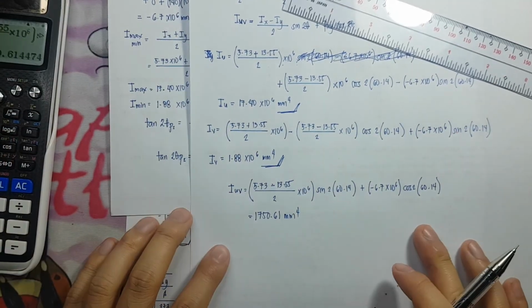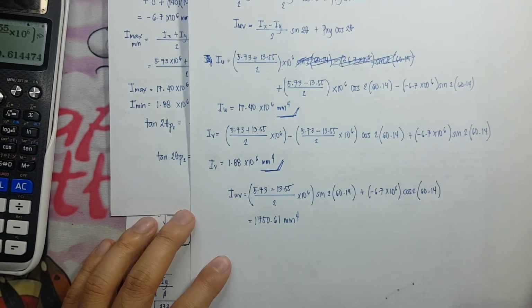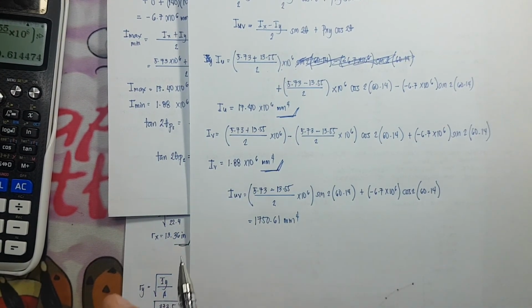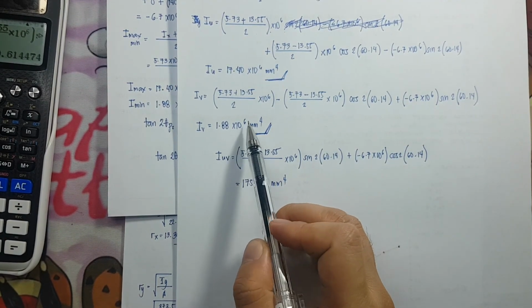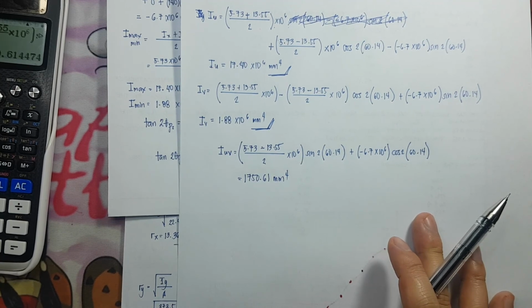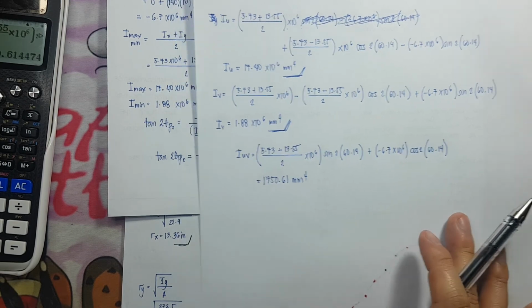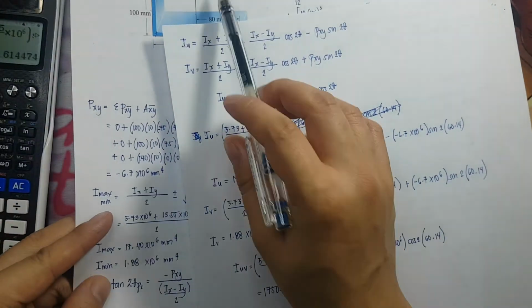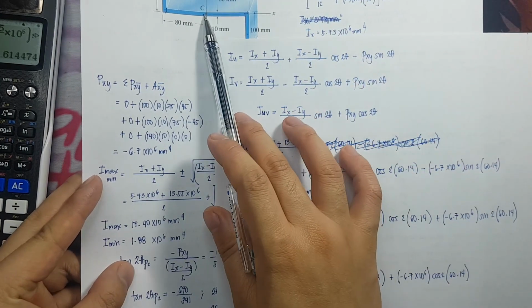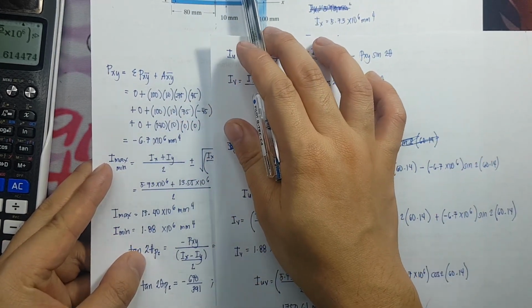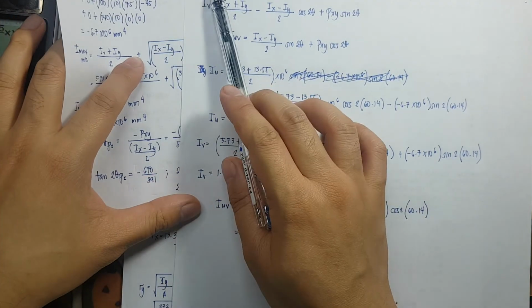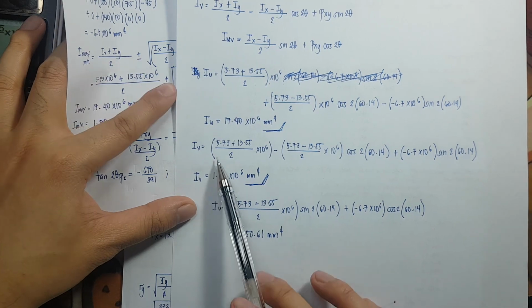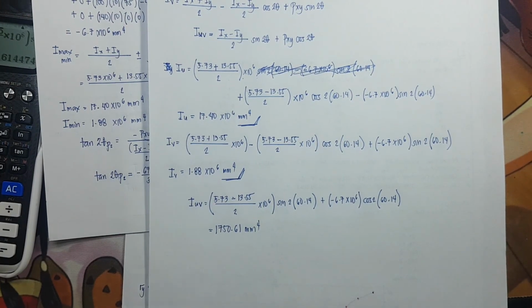So if there is a discrepancy between my solution and your solution, it might be because of the rounding off, because take note, we're dealing with 10 raised to the 6th power, and I am just using 1 or 2 decimal places. Okay, so we were able to solve for the principal axis having an origin at point C, and the principal moments of inertia of the cross section about this axis, and that is IU, IV, and the product of inertia. And that's your final answer.